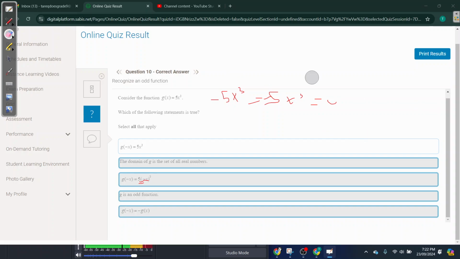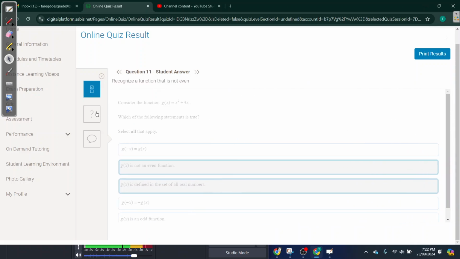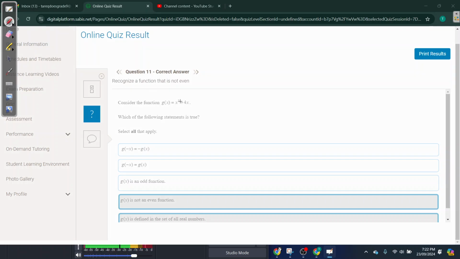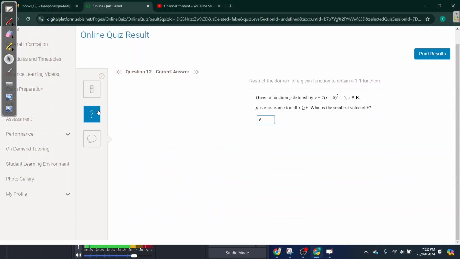And now we have that g is an odd function. We answered that question by solving. Yeah, okay. g of -x, we just checked for that again, so that's correct. Okay, consider the function g of x equals x squared plus 4x. g of x is not an even function, yes, because here this degree is 1. So it's not even. g of x is defined as the set of all real numbers, because we have no condition. We don't have x in a denominator of a fraction. We don't have it in a radical.